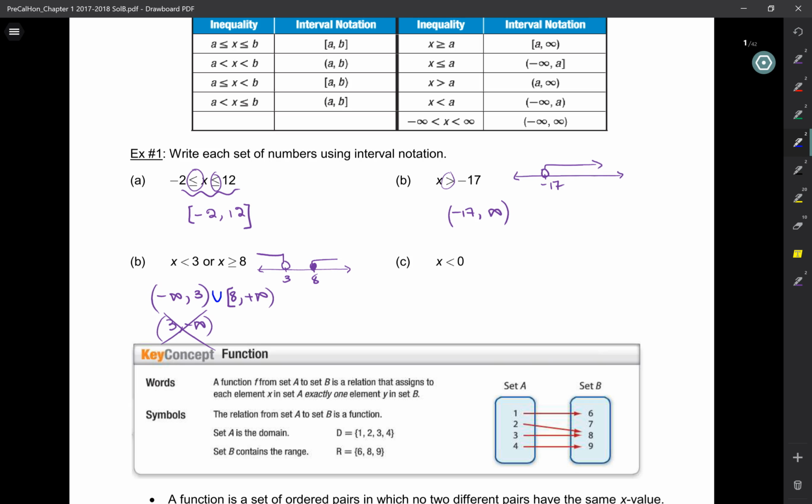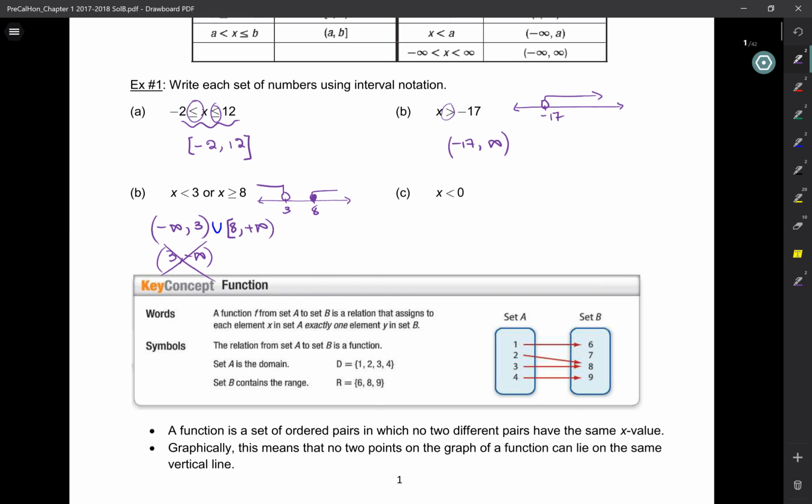Yeah. The next one is x is less than 0, so it's all the numbers 0 to -infinity. So how would I write that? -infinity to 0. Okay?